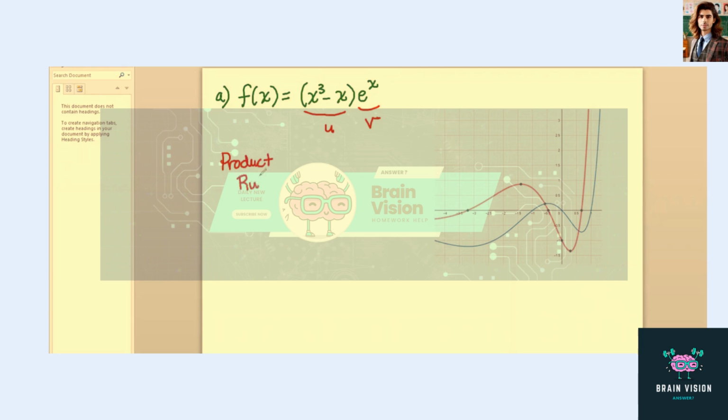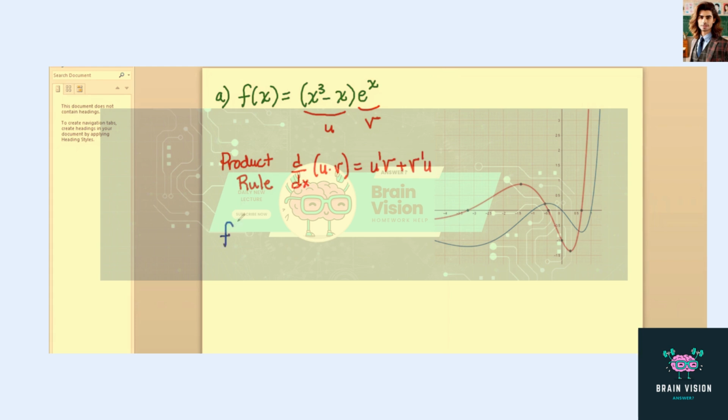And the product rule basically says, if I want to take the derivative with respect to x of function u times v, then that equals derivative of u times v plus derivative of v times u. So let's go ahead and apply that.